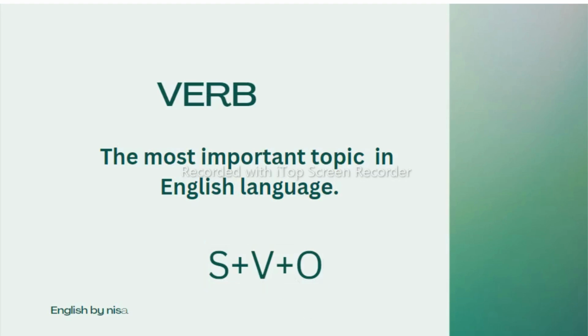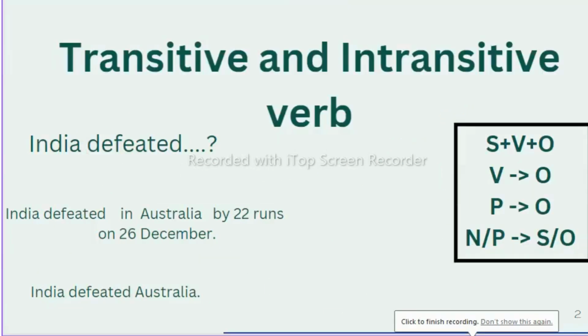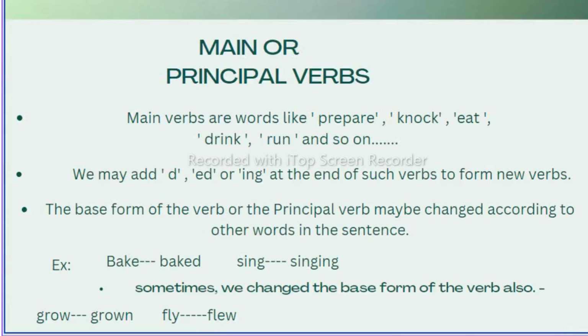And we have also seen there are nearly 20 to 25 types of verbs in English. From those types, today we are going to see the main verb, which is also called principal or ordinary verb, and transitive and intransitive verbs. So now let us start with the main verbs or principal verbs.